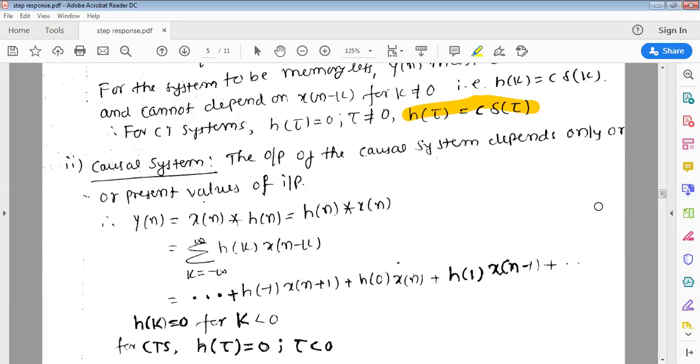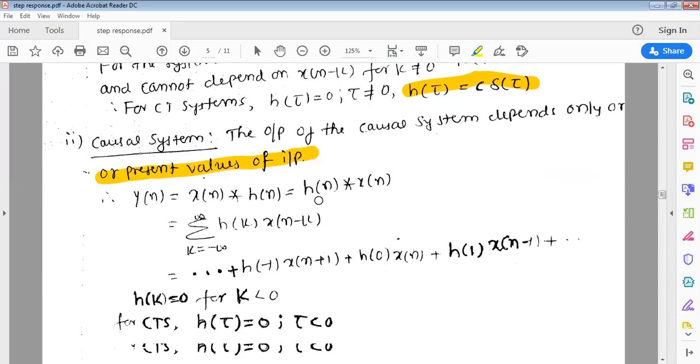Similarly, now a causal system. A system is said to be causal only when the present output depends on present values of the input or past values of the input. Once again, let us take y of n equal to h of n convolved with x of n, that is summation of h of k into x of n minus k. Once again, I'll expand it: h of minus 1 into x of n plus 1, so on and so forth on the left hand side, plus h of 0 into x of n plus h of 1 into x of n minus 1, plus so on and so forth on the right hand side.